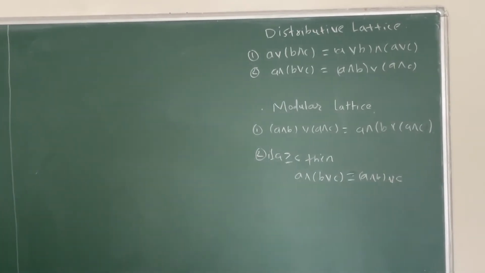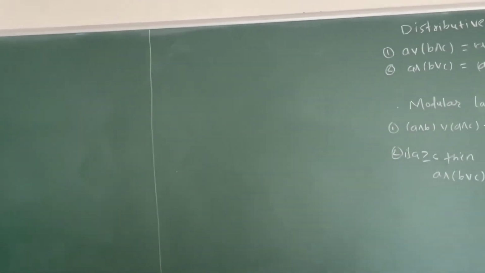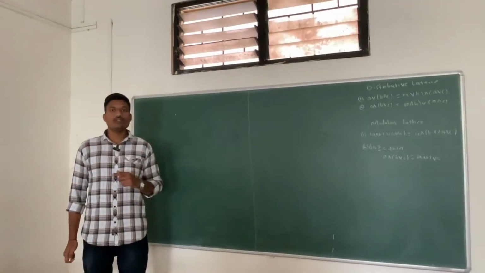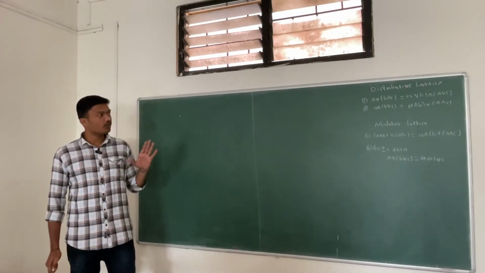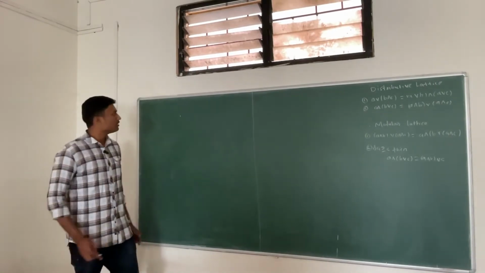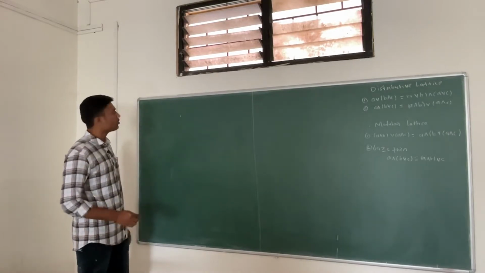Yesterday Sonal taught us every distributive lattice is a modular lattice, but the converse of this lemma is not true. Today we will discuss the example showing that not every modular lattice is a distributive lattice.